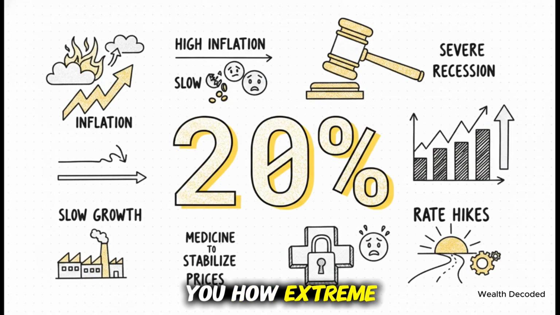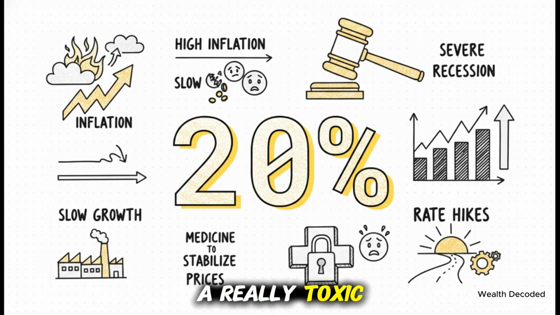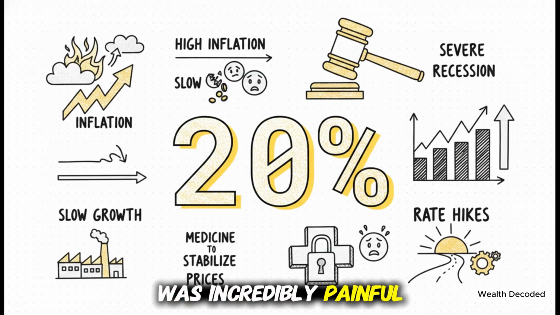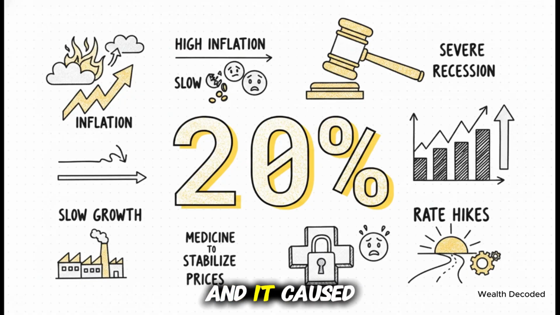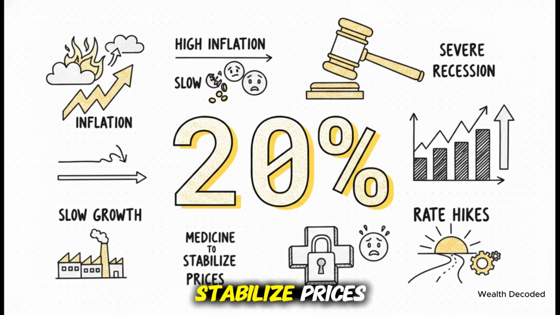Just to show you how extreme this balancing act can get, take a look at this staggering number: 20%. Back in the late 1970s and early 1980s, the US was suffering from stagflation, a really toxic combination of high inflation and slow growth. To crush that inflation, then Fed Chair Paul Volcker hiked the federal funds rate to a massive 20% in 1981. It was incredibly painful, it made borrowing nearly impossible, and it caused a severe recession. But it was the extreme medicine required to finally stabilize prices and reset the economy for the long term.